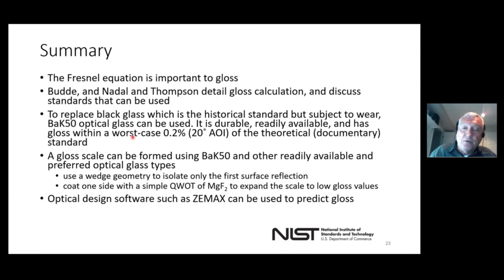A gloss scale can be formed from this glass type and other preferred glass types, some of which I've shown earlier. This would be very useful, not only for calibration purposes, but also to test for systematic errors in an instrument. A wedge geometry should be used to isolate only the first surface reflection, and one side of the wedge can be coated with a simple AR coating to reduce the specular component of the reflection. And finally, optical design software programs such as Zemax or your favorite program can be used to predict gloss and to help you form a gloss scale.